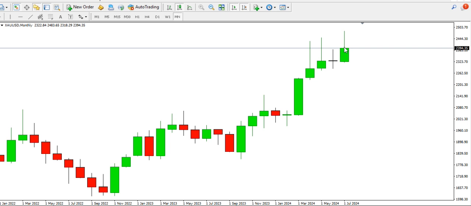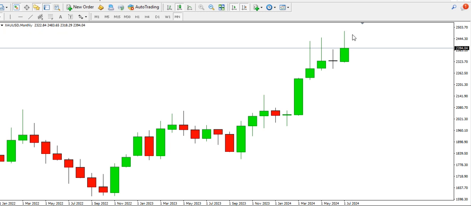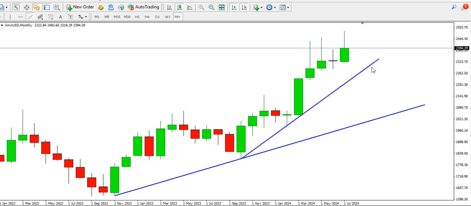Now there will be some stop losses placed around the 2484 level, which might possibly be taken out first in the month of August before price drops. Alright, so that's that for the monthly time frame. Another thing for the monthly time frame is the trend is still bullish, and the ascending trend line is still respected on the monthly time frame, indicating that the bulls are still in control.